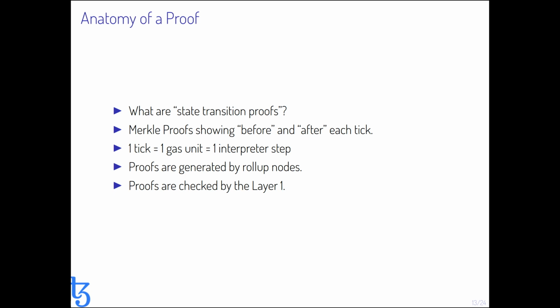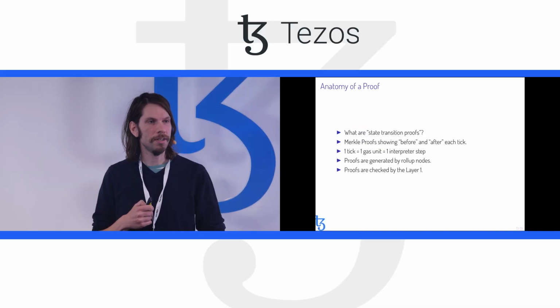What is one tick? Well, we can think of a tick roughly as a unit in time, or equivalently as a unit of gas, because gas is how we tend to measure time in blockchains. Another way we can think of it is that it is one step in the reference interpreter. So not the fast VM.